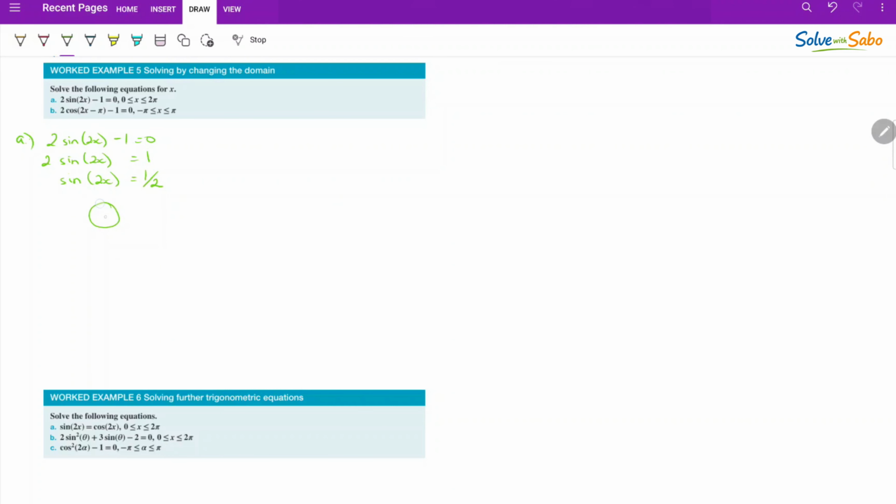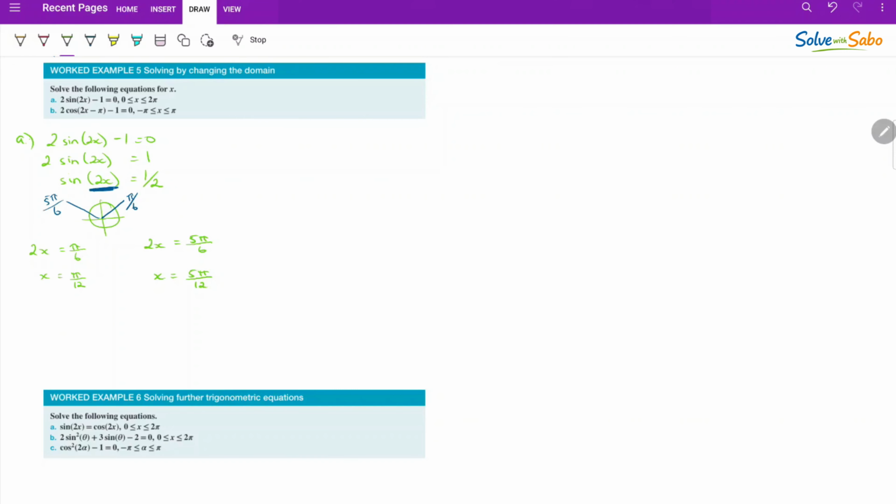Then we need to think unit circle, so we would normally ask, where is sine equal to a half? Well, at pi on 6 and at 5 pi on 6. So what that means is when your whole angle in here equals pi on 6 or 5 pi on 6, you get an answer of a half. So 2x is equal to pi on 6, so x is equal to pi on 12. That also means 2x is equal to 5 pi on 6, so x is equal to 5 pi on 12.